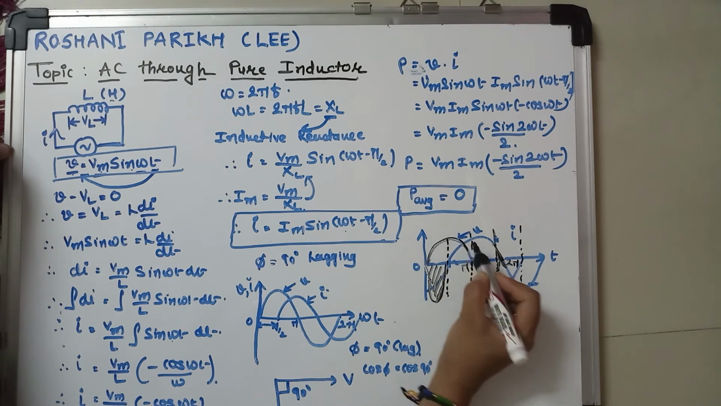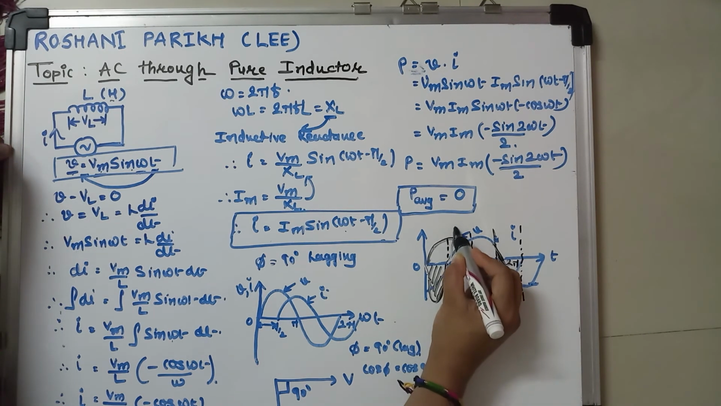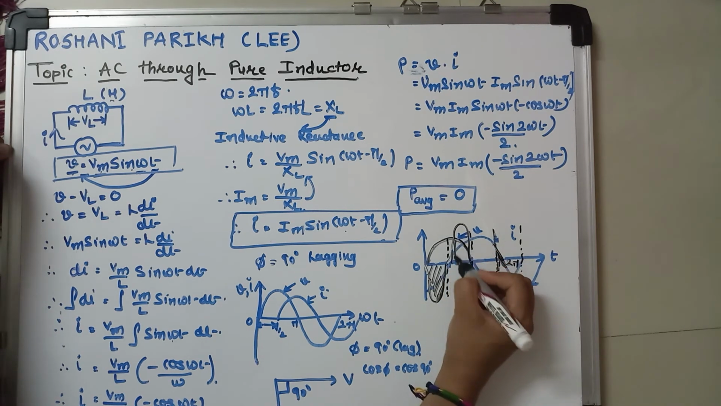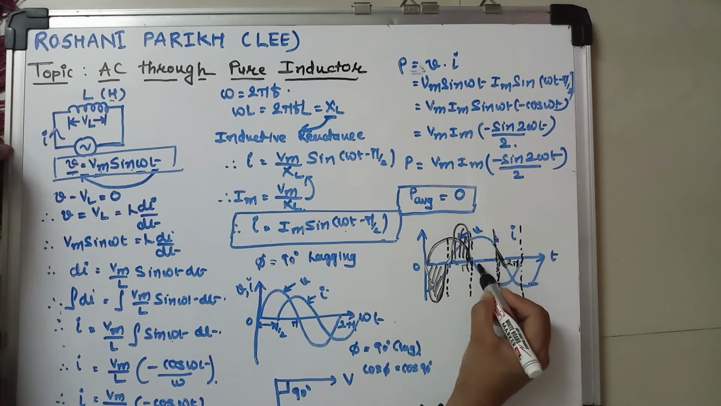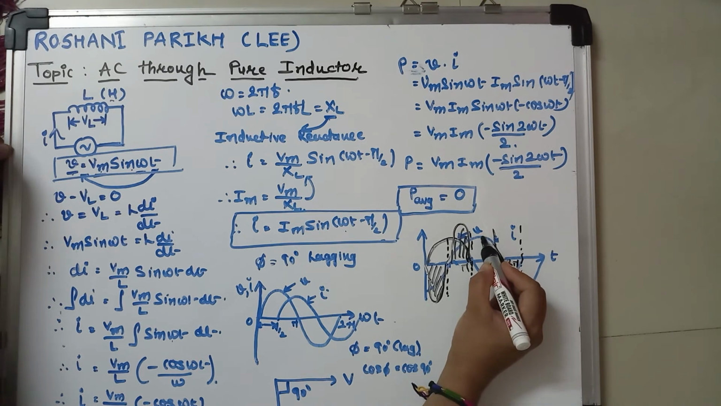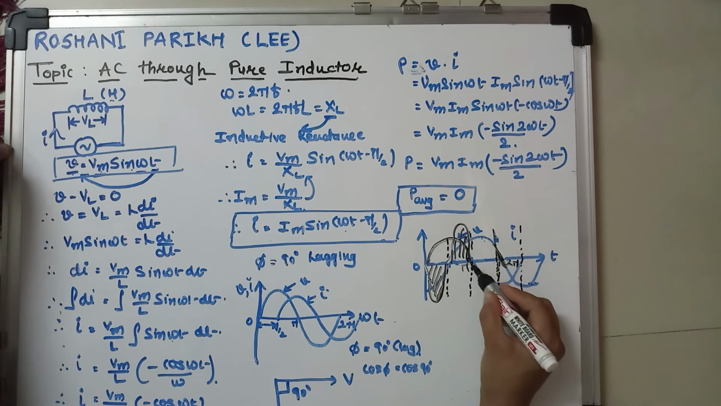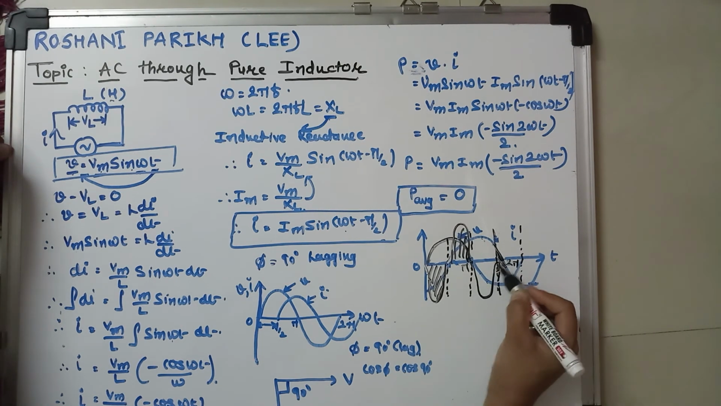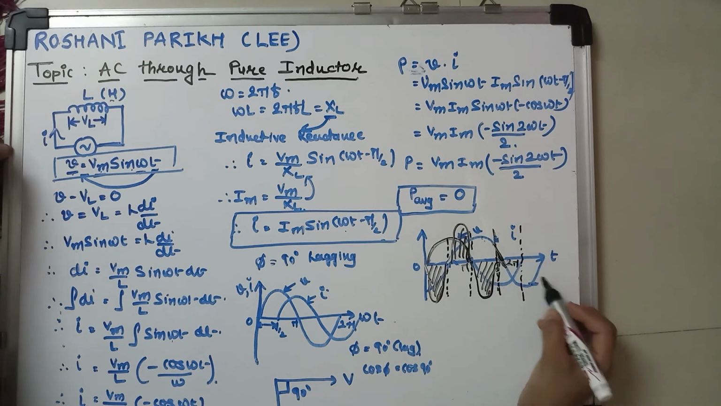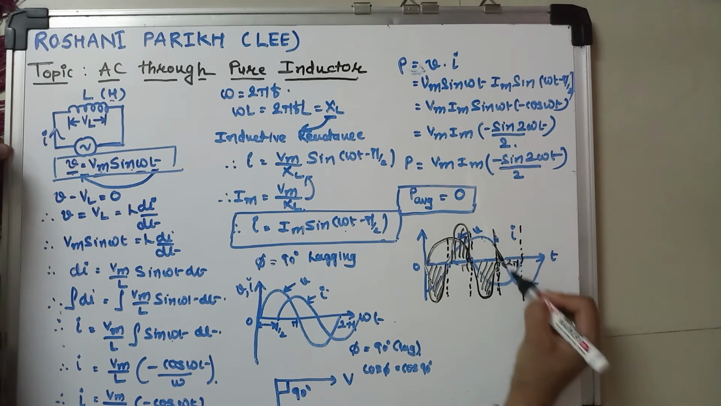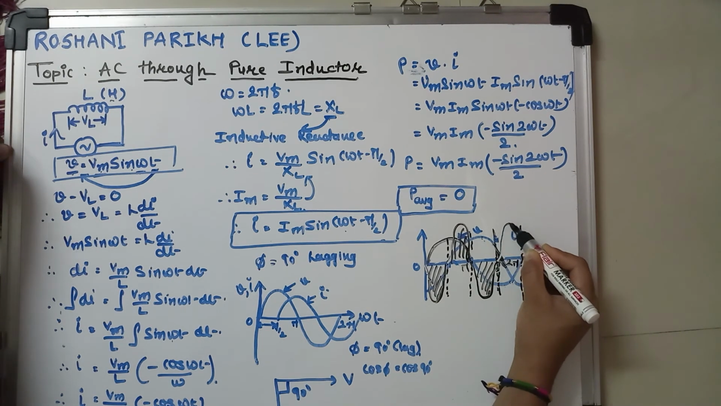So the product of voltage and current is positive. So power is positive for the second part. Then in the third part voltage is negative, current is positive. So what will happen? The product of voltage and current is negative. So again power is negative for the third part. And in the fourth part, see here, both are negative. So if voltage and current both are negative, then the product is positive. So power is positive.